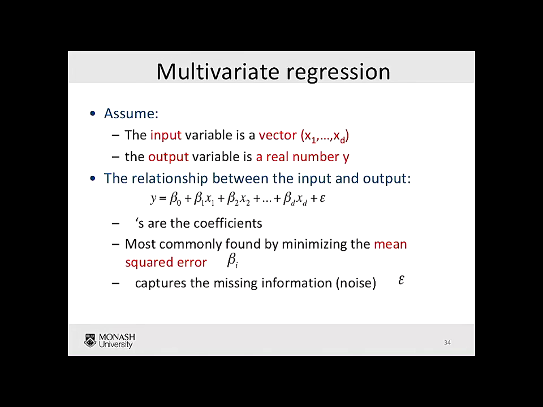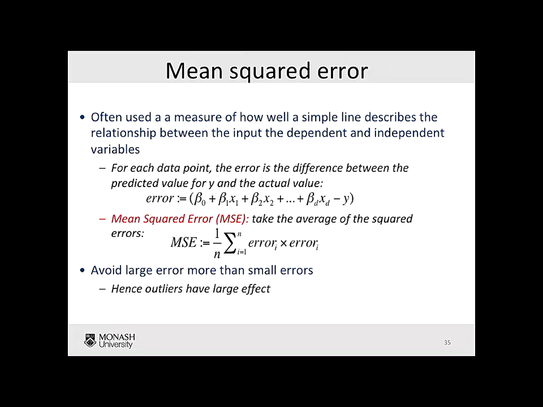It's most commonly found by minimizing this mean squared error, which is the sigma. And it also captures this noise, the missing data. So that's pretty important. Mean squared error is the measure of how well a simple line describes the relationship between input, the dependent and independent variables. So it's calculated like this, MSE. Sounds like a dodgy disease. And yes, the average of the squared errors. It penalizes large errors more than small errors.